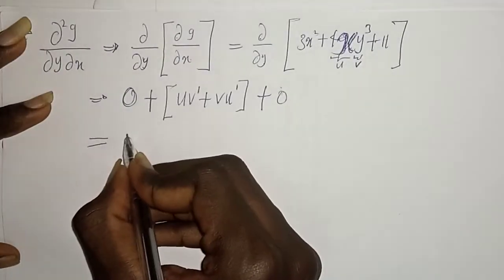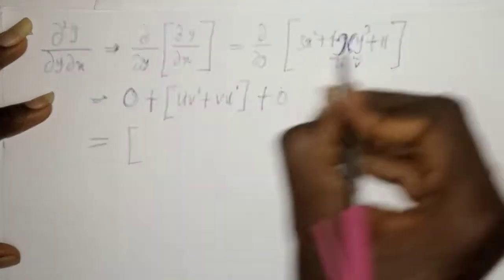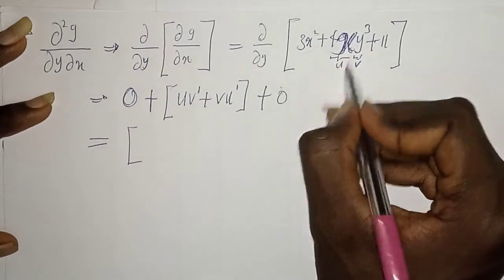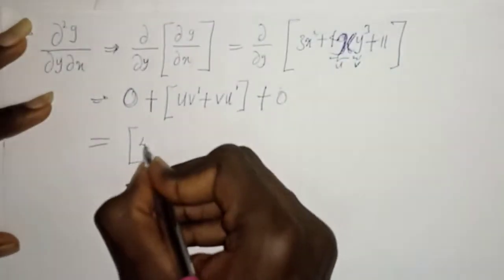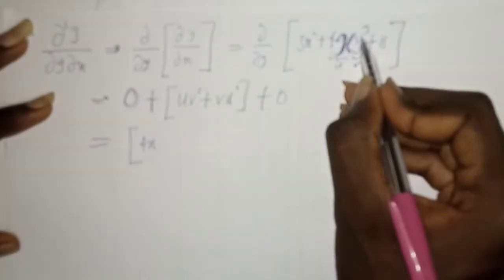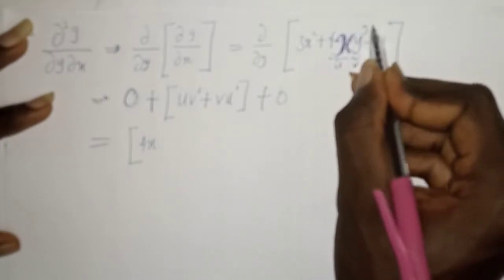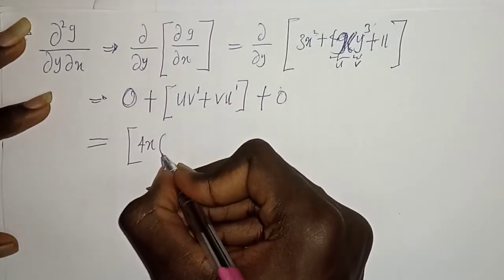Next thing to do from here is to apply the product rule on this term. So u remains as 4x. v prime means differentiate this v that you have, which is y cube, partially with respect to y. So it's possible. And that would be what?